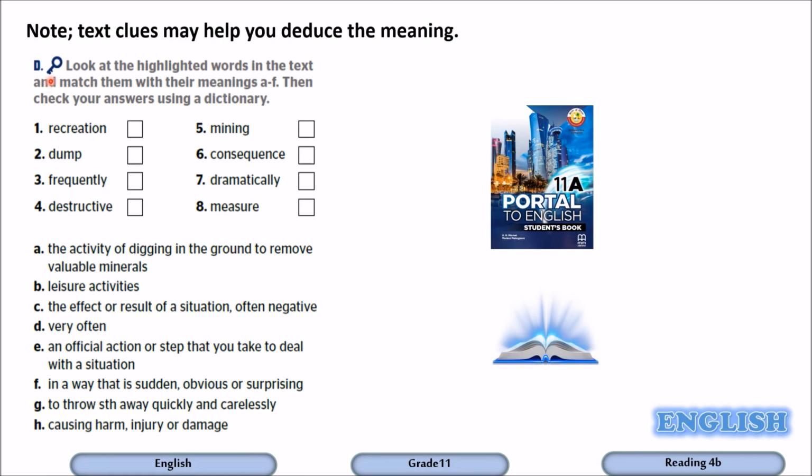Exercise D. In this exercise, you are going to go back to the text and look at the highlighted words. Read them in context, and then match these words with their definitions or their meanings A to H. Please go back to the text and try to find out the meaning of these words. Note, you have to use text clues. They may help you deduce the meaning. Thank you very much. Pause the video and find out the meaning of these words.